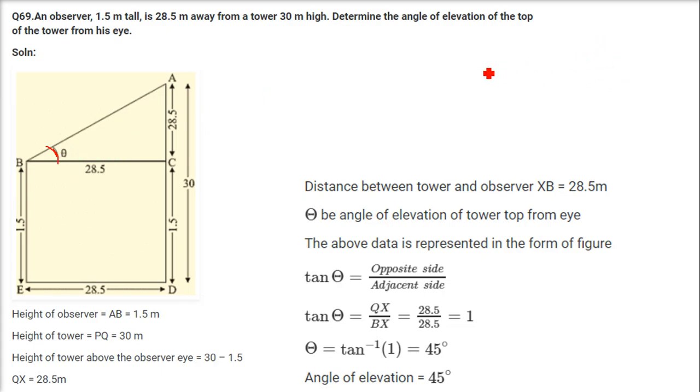Okay, so let me draw it again. We don't have to worry about anything. Why? Because there is a guy, he sees at an angle theta.